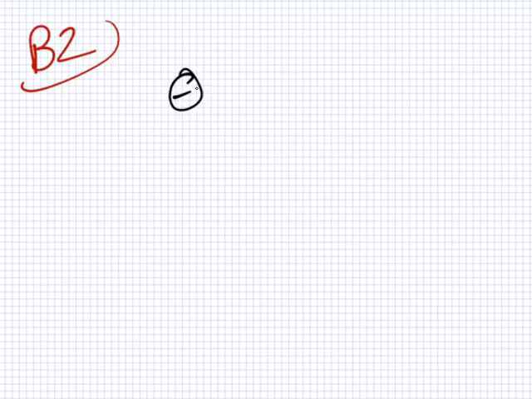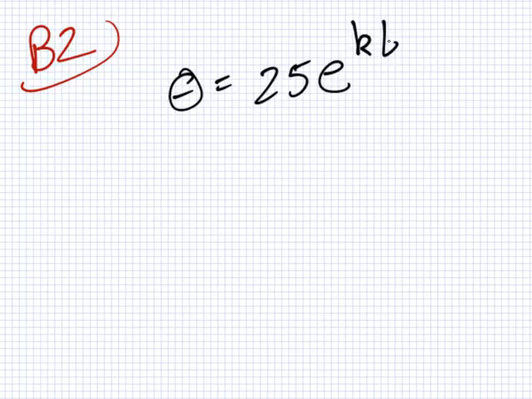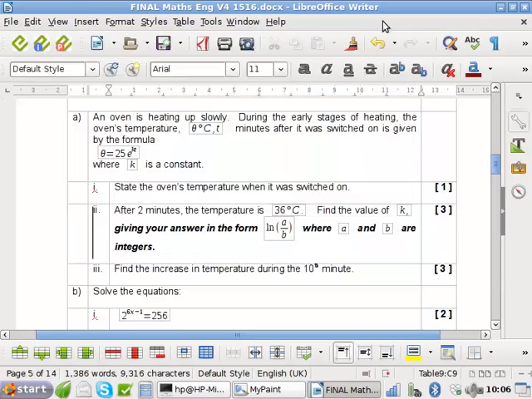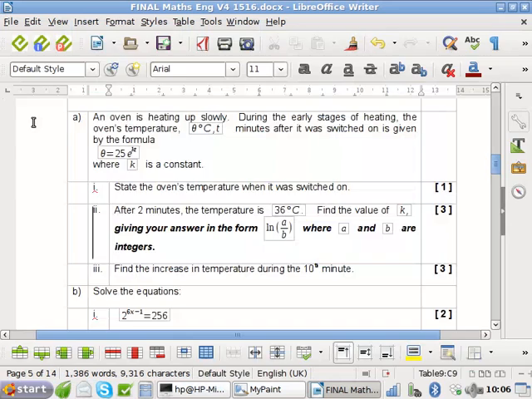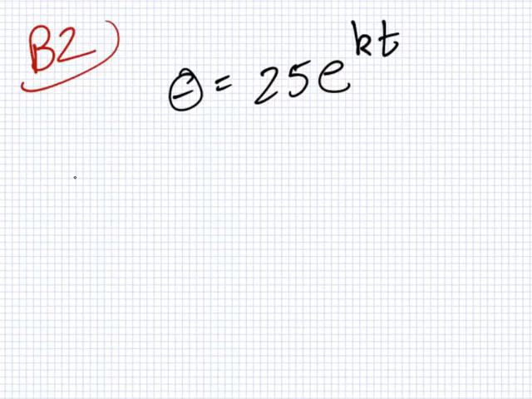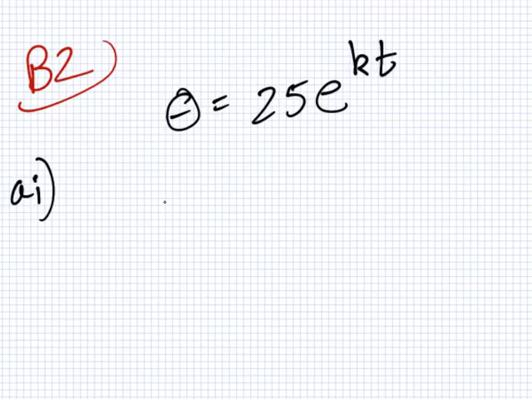Can you read it out? Theta equals 25 e to the kt. What's the temperature at the beginning? That's the first question. Part A1. What's the temperature at the beginning? Who can tell me? Look up. What's the temperature at the beginning? 25, yeah.